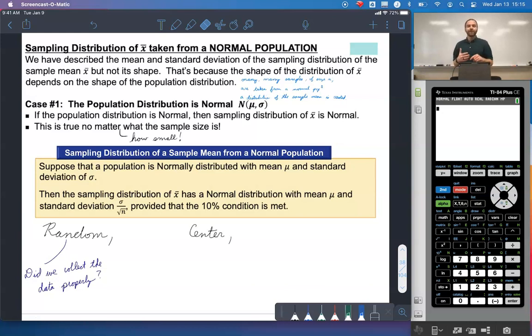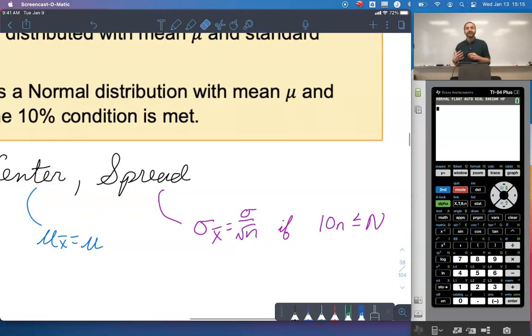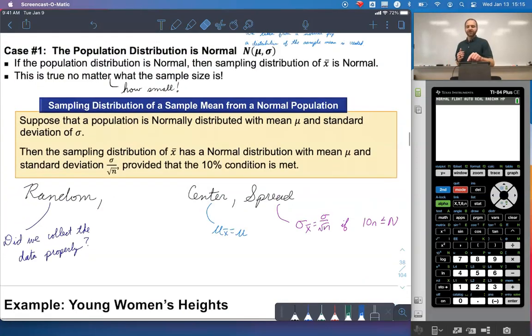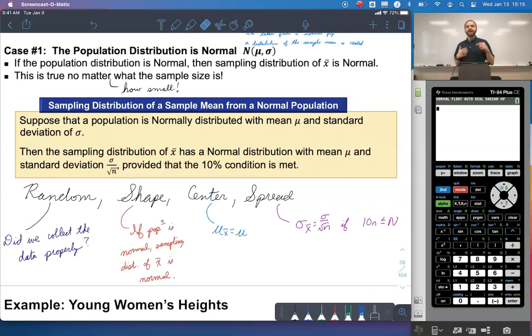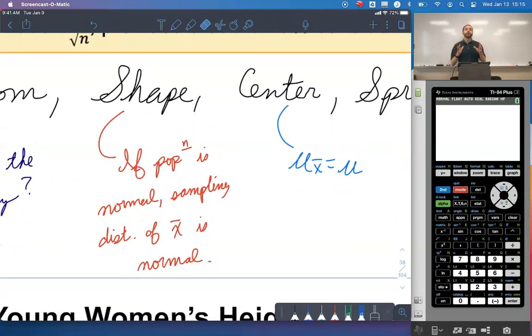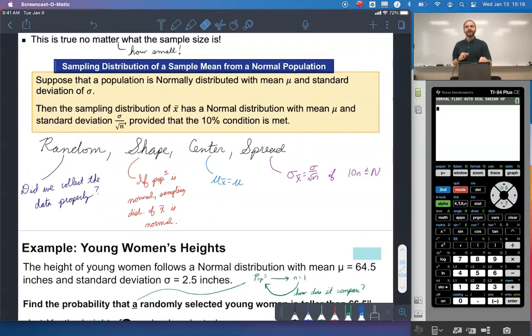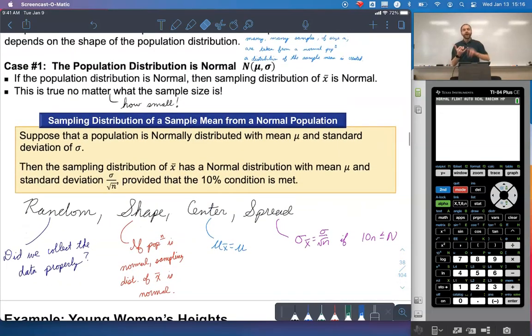Then next we want to look at, hey, what's the center? In this case, we know from a sampling distribution of x bar that mu of x bar is equal to mu. Then, what's the spread? For the spread, we know that the standard deviation of x bar is equal to the population standard deviation divided by the square root of n, if the 10% condition is met. Once we know that, we can finally ask what the shape is going to be. In this case, the data is collected from a population that is already normal, so the sampling distribution of x bar will be normal as well. So we're really still focusing on the same stuff we started with before, which is random, shape, center, spread. These all start to culminate together.